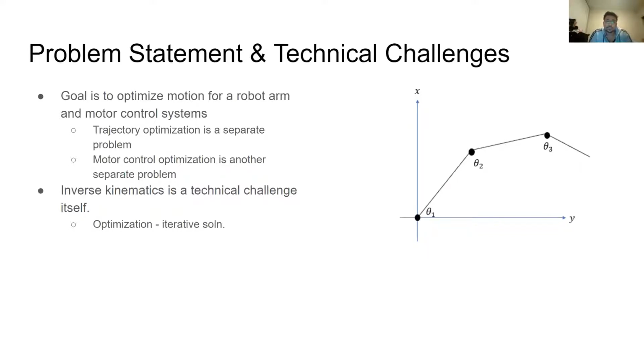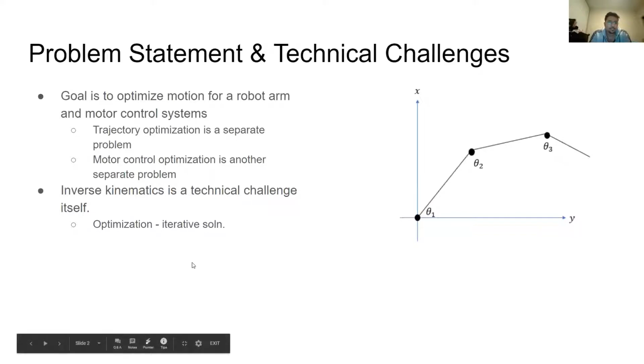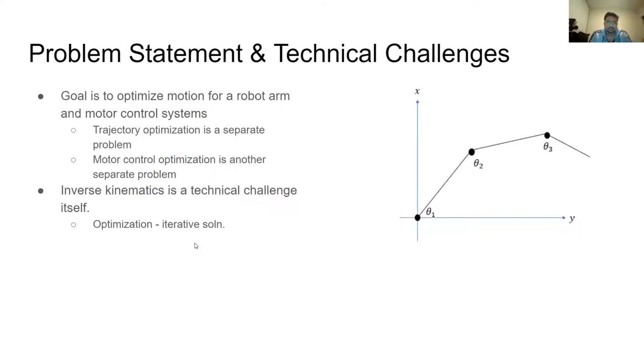Most of these robots have closed form solutions because of their multi-degree of freedom systems. And these closed form solutions are very difficult to find. That's where optimization comes in, as it can help us find a solution through an iterative process. And so our project addresses that challenge as well as the challenge of controlling the motors themselves.